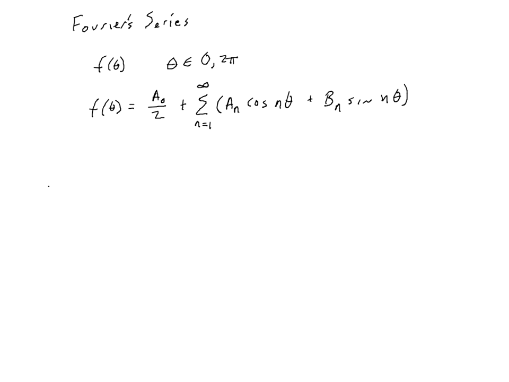Is your a naught divided by 2 because you're adding across the cosine and sine? Well, technically the n equals 0 term would be 0 for the sine. Okay. But I think the reason they say divided by 2 is because when it comes time to find the component, it's a little easier to say it's divided by 2, and then you don't have to divide by 2 later on.